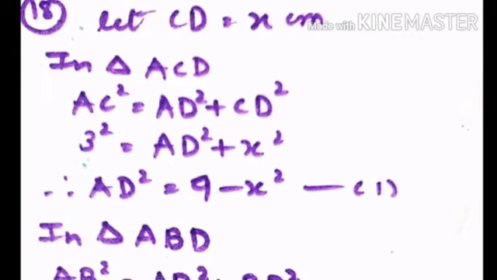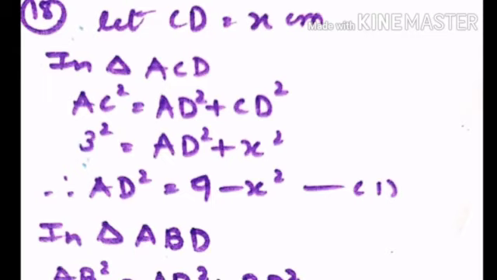Now in triangle ACD, that is the smaller triangle, you see only two values are known to you, that is AC and CD. CD is also not known, but you can use X there. So I have substituted values in the Pythagoras theorem. AC square is equal to AD square plus CD square, and 3 square is equal to AD square plus X square. So here I will get my answer in the form of AD square. AD square is equal to 3 square, 9, minus X square, which is the first value of AD square.